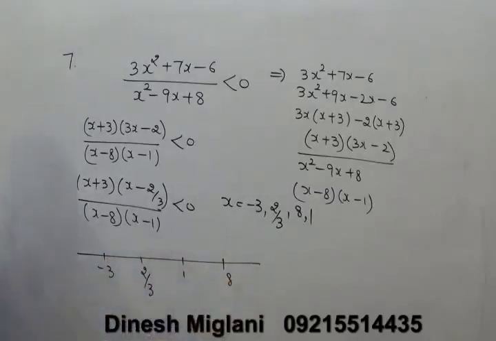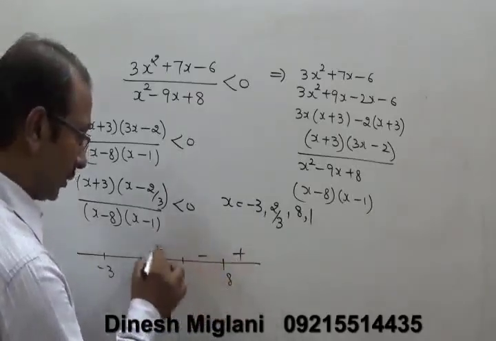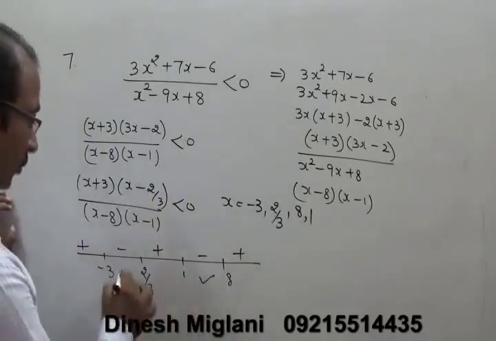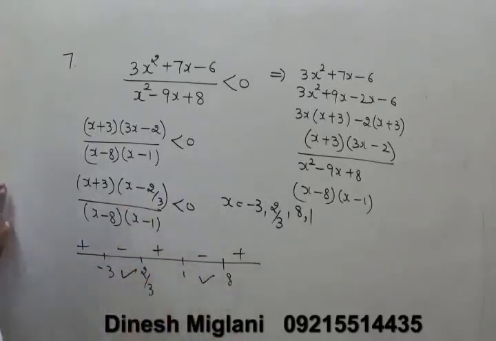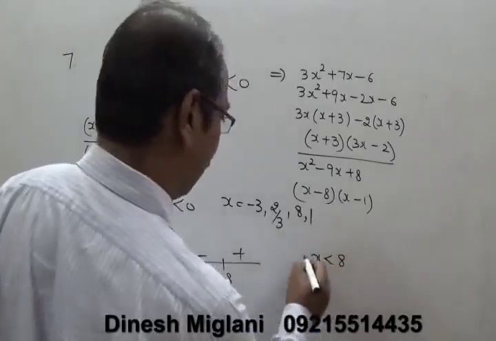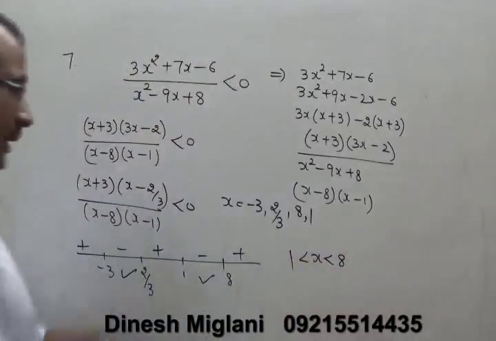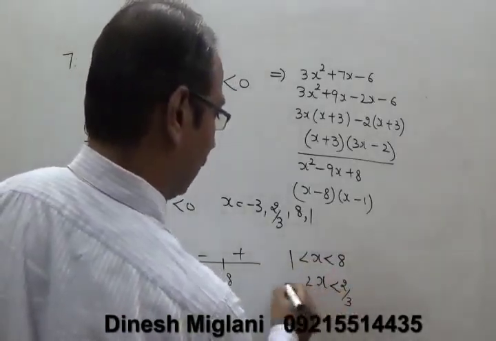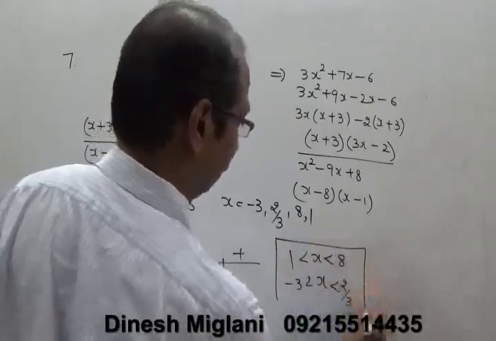Okay? Now if you want to answer this, start from this side: positive, negative, positive, negative, positive. You have made this positive, negative, positive, negative, positive. Okay? Now we have to answer it for the negative ones, 1 and 2. These two are my answers. Finally I can say my answer is, first one is x lies between 1 to 8, and the second one is x lies between −3 to 2/3. That's your answer.